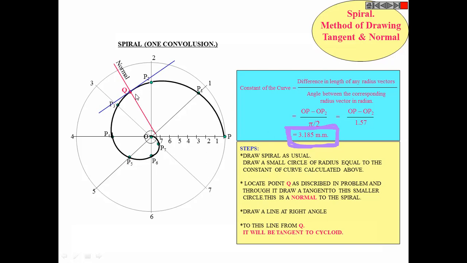Sir, repeat once, please. पहले ये सबको समझ में आया, कांस्टेंट ऑफ द कर्व? So you don't go into detail how, ये ही क्यों लेना, वो ही क्यों लेना, etc. Anything you could have taken. OP1, if the OP1 is how much?